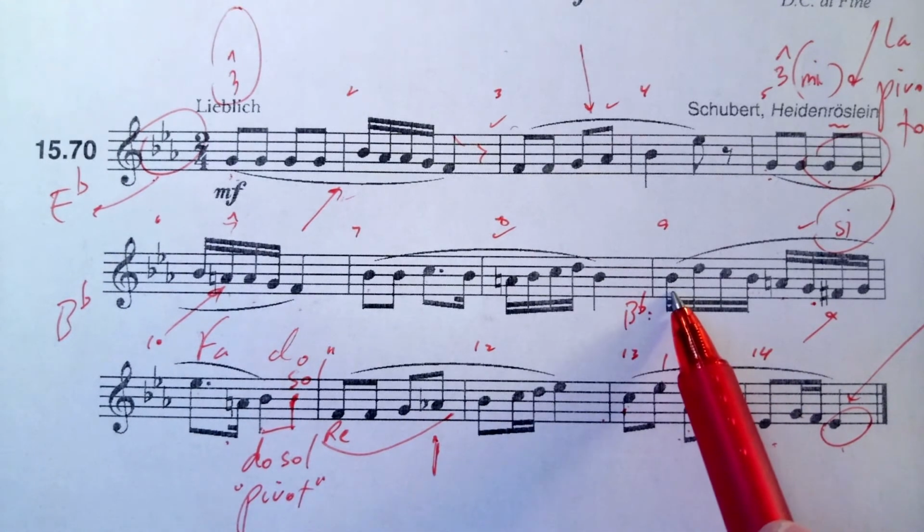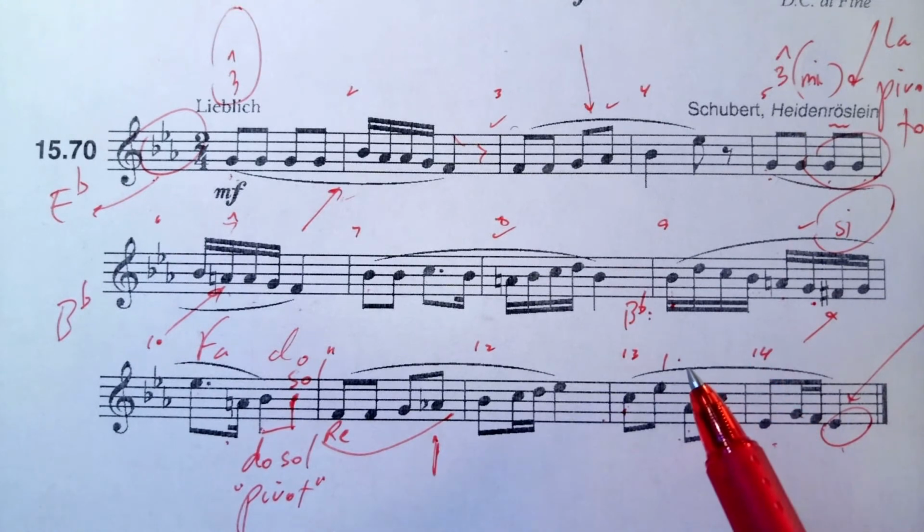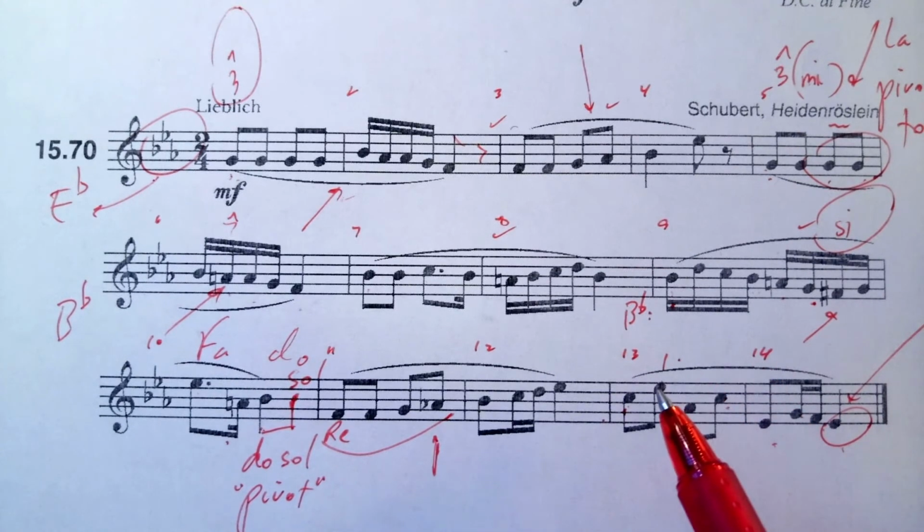Let's go back to measure 9 and practice the modulation back to the original key. Do, mi, re, do, ti, la, si, la, fa, ti, do, sol. Re, mi, fa, sol, la, ti, do. La, do, fa, la, do, mi, re, do.